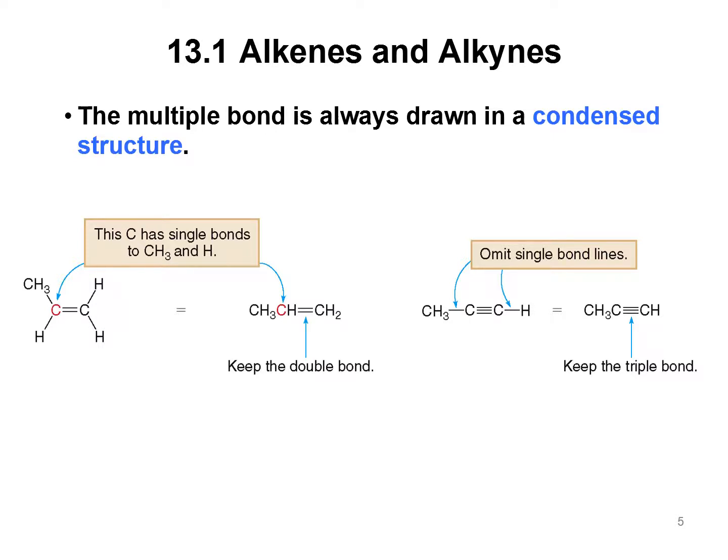When we write condensed structures, and we will practice this a little bit, do not eliminate the double and triple bond. Just keep them as is. You can omit the single bond lines, but you may not omit the double bond and triple bond lines.